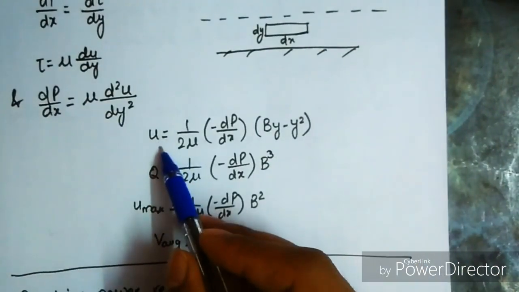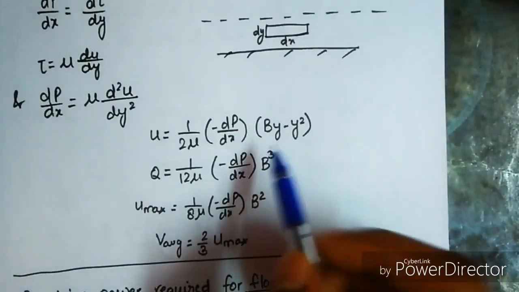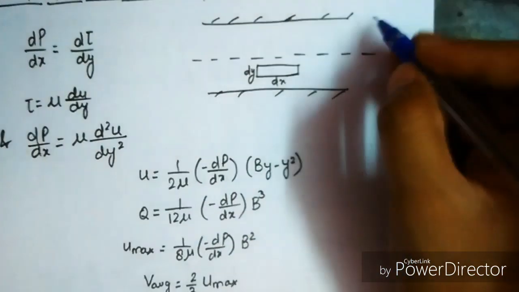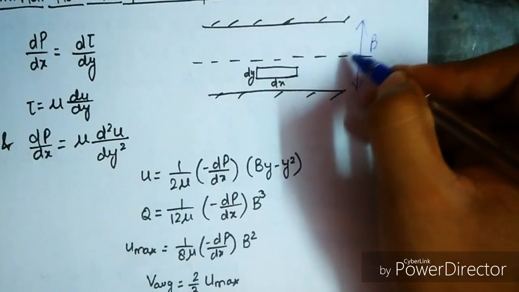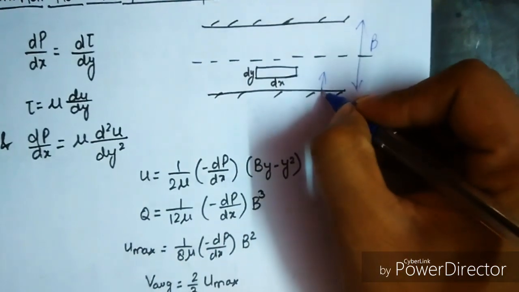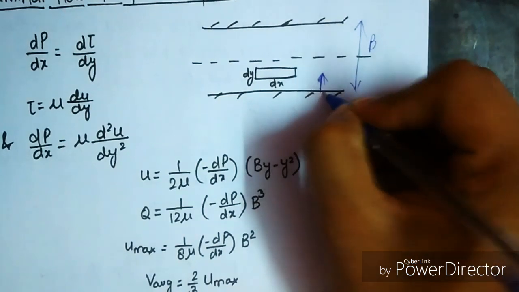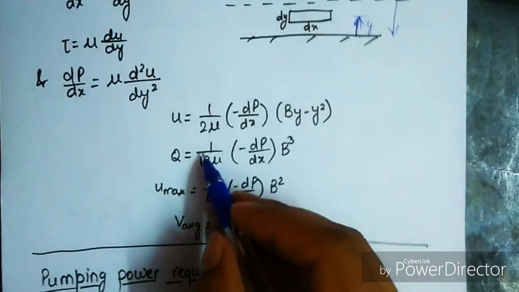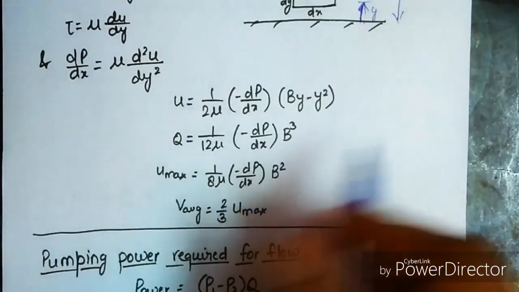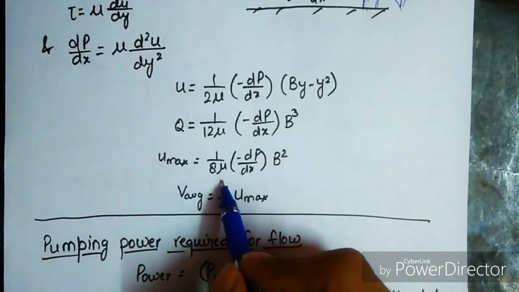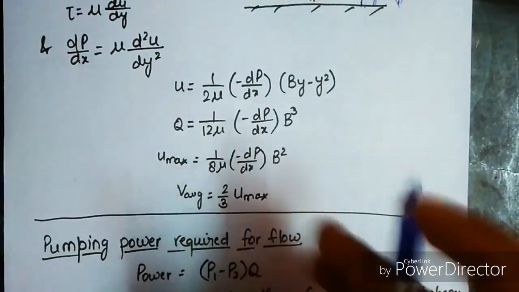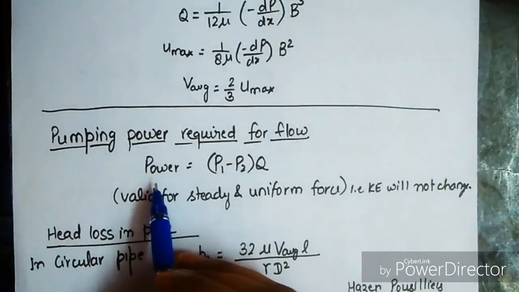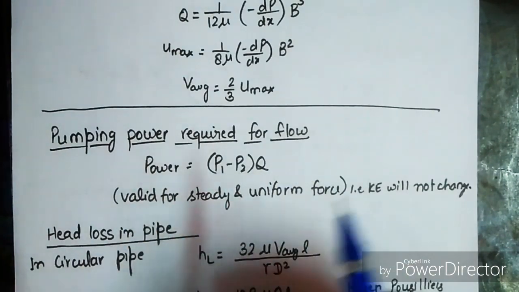Now the value of u between parallel plates is 1 upon 2 mu into minus dp by dx into (By minus y square). We can see here that B is the total width, and y is the distance from one surface towards the point where we have to find the velocity. Now Q equals 1 upon 12 mu into minus dp by dx into B cube. This is the discharge value, and u max equals 1 upon 8 mu into minus dp by dx into B square. Average velocity is 2 by 3 of maximum velocity. Now the pumping power required for the flow: power equals (P1 minus P2) into Q.